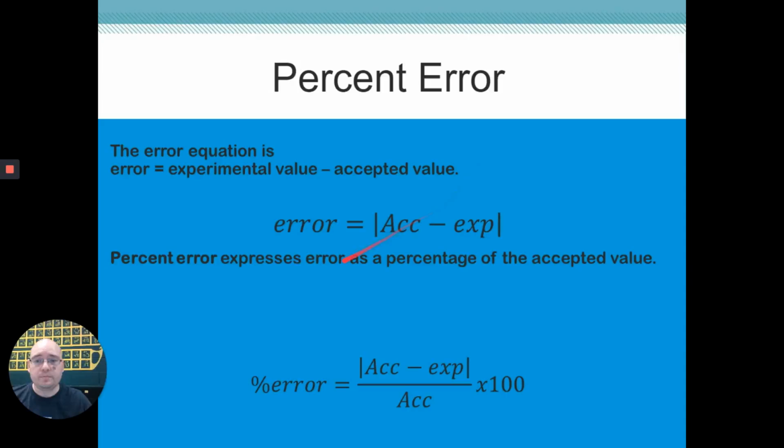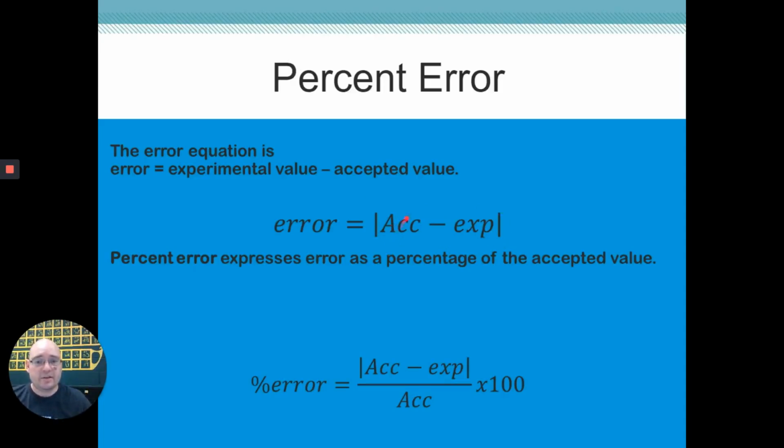So error equals accepted minus experimental. Now these vertical lines are absolute value bars. And as you should have learned in like 6th or 7th grade, I think, in your math class, absolute value is your distance from 0 on a number line.